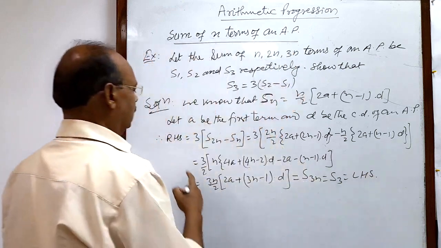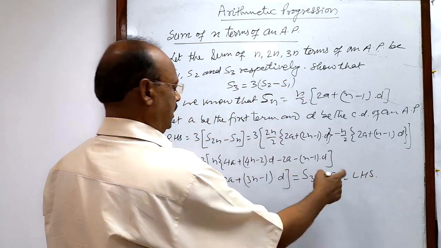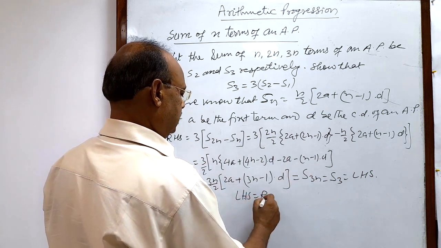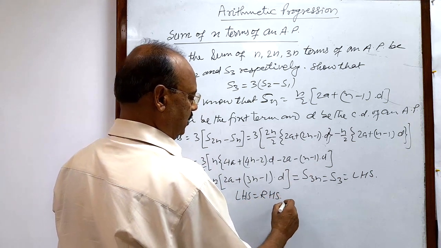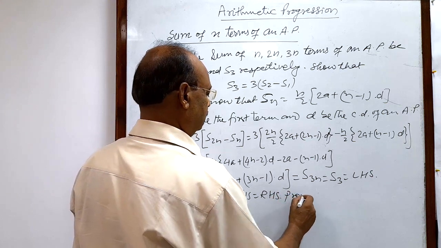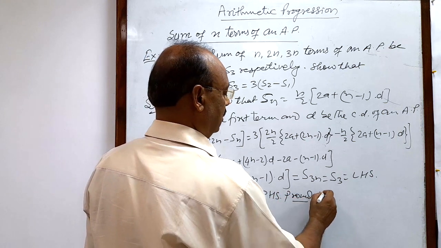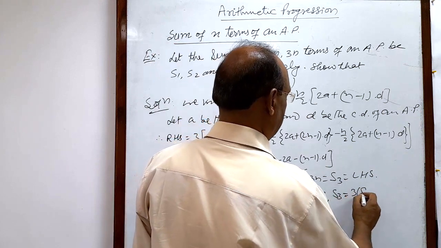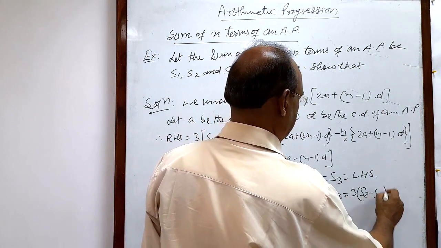So you see, here we are getting LHS and RHS both equal. So we have proved here that S3 is equal to 3S2 minus S1.